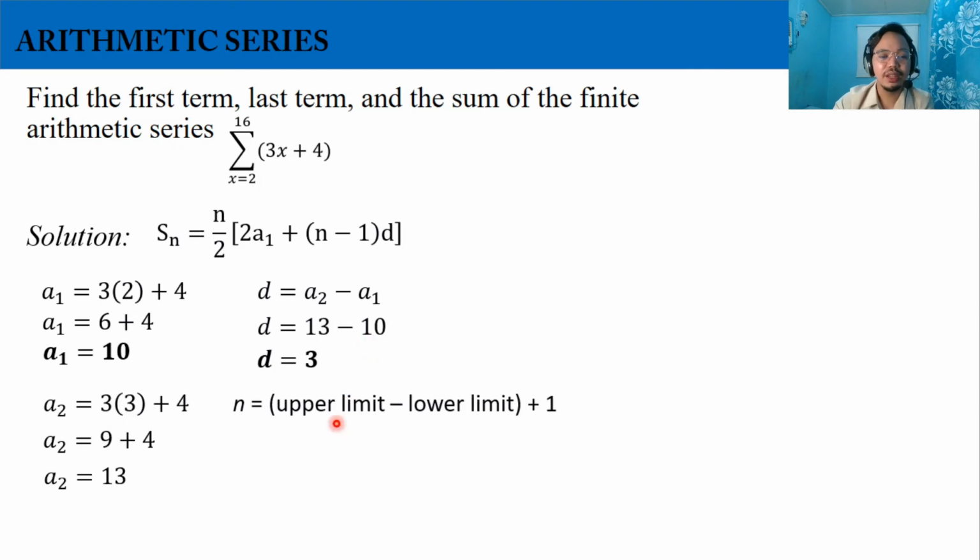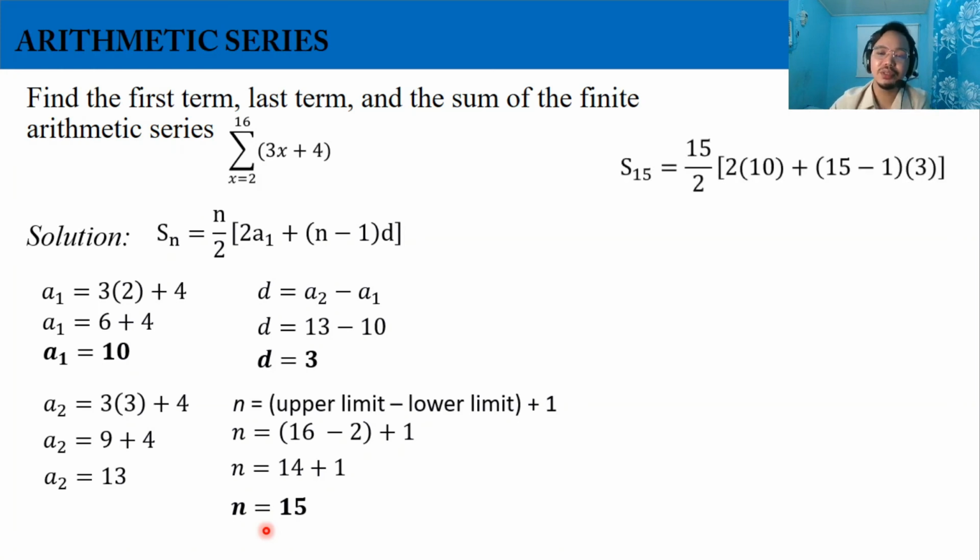Then, for the number of terms, we subtract the lower limit from the upper limit, then add 1. What is our upper limit? Our upper limit is 16, and the lower limit is 2. So we have 16 minus 2 plus 1. That is the formula for getting the number of terms in our sigma notation. Again, upper limit minus lower limit plus 1. Then we have 14 plus 1, that is 15. So n is equal to 15.